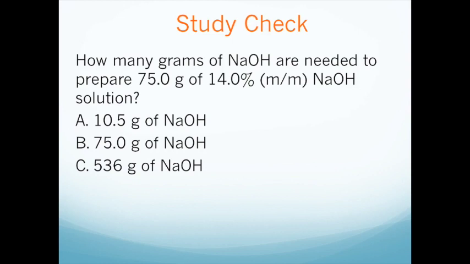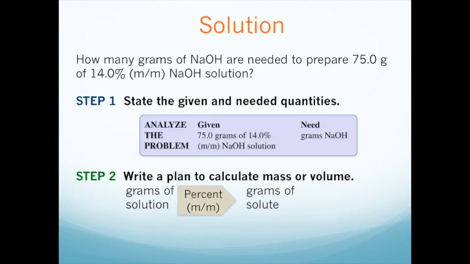How many grams of sodium hydroxide are needed to prepare 75 grams of a 14% by mass solution? So there are a number of options here. We could have 10.5 grams, we could have 75 grams, or we could have 536 grams. The way we figure this out, we know that we have 75 grams of 14% solution that we want to get to, and we need the number of grams to get there. So we write our plan, which means we have to convert grams of solution using the percent mass to grams of solute.